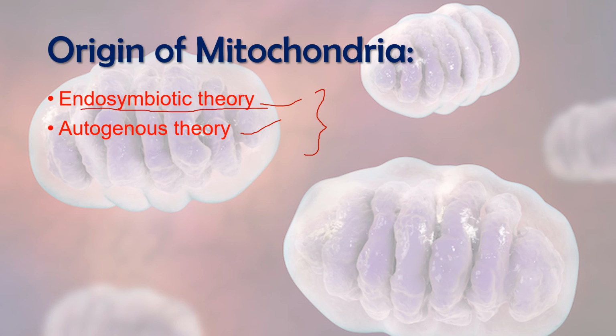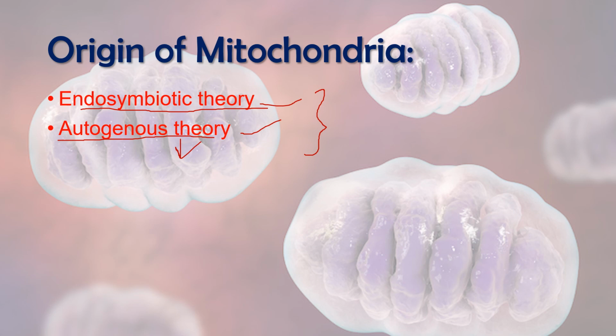In the autogenous theory, it was hypothesized that mitochondria originated by splitting off a portion of DNA from the nucleus of a eukaryotic cell, and this DNA would have been enclosed by a membrane. So this autogenous theory says that the eukaryotic cell itself originated these mitochondrial structures.